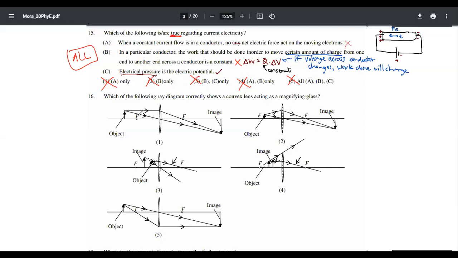C only. Which of the following ray diagrams correctly shows a convex lens acting as a magnifying glass? Magnifying glass means the normal diagram we draw is like this. People, we need to take a convex lens. We place the object inside F such that it will create a magnified upright virtual image. This is the diagram. The good diagram goes like this, and then this, and then drag them both.